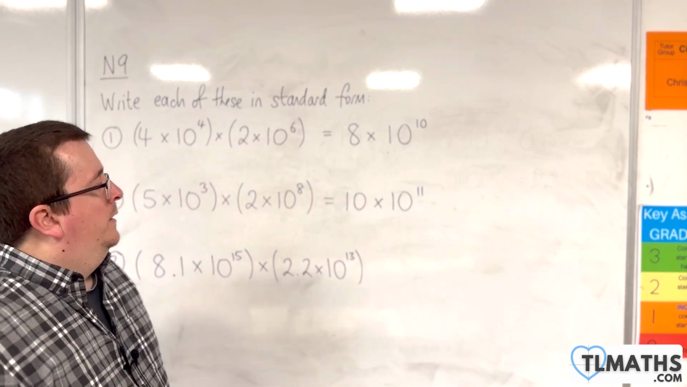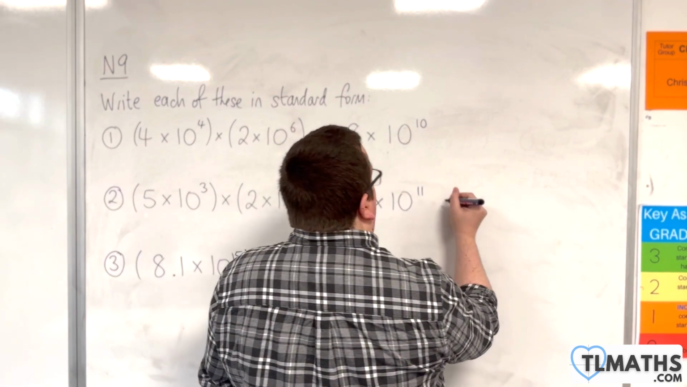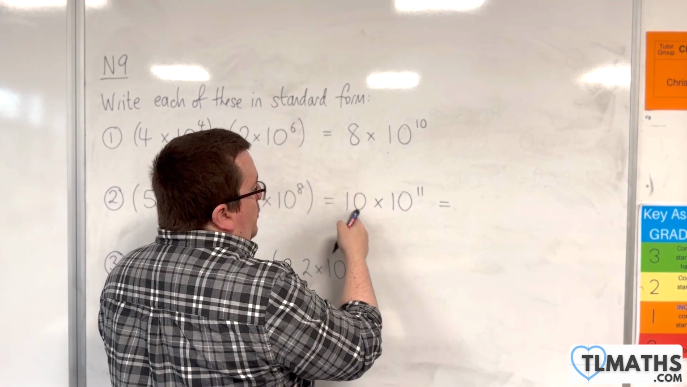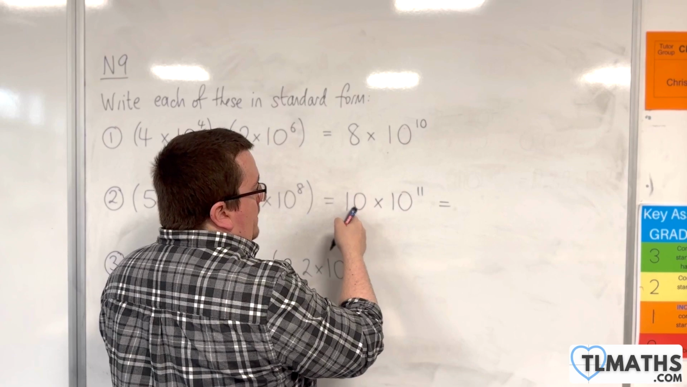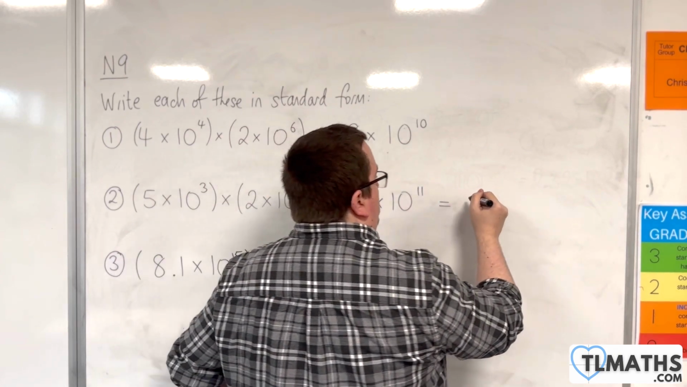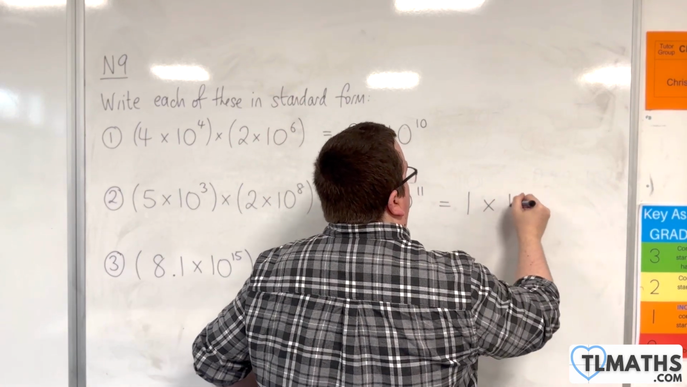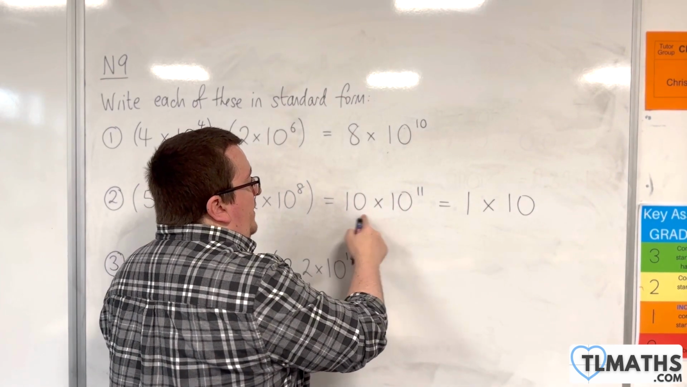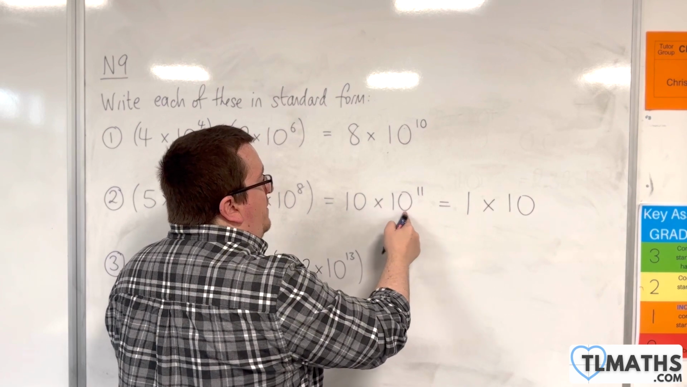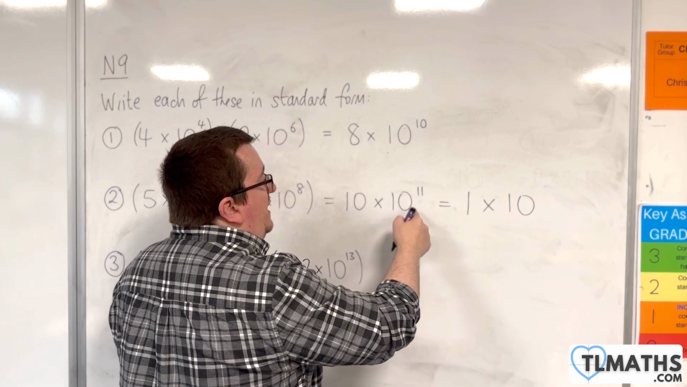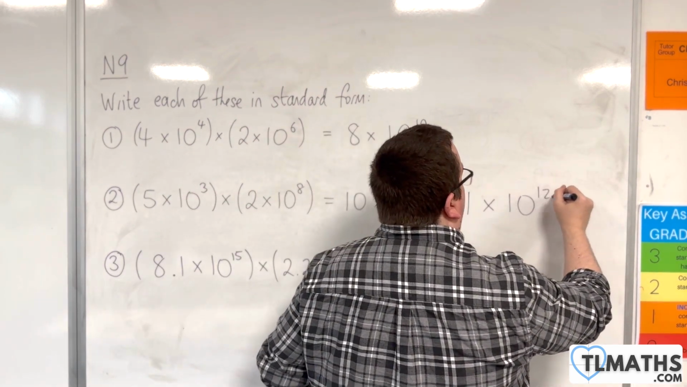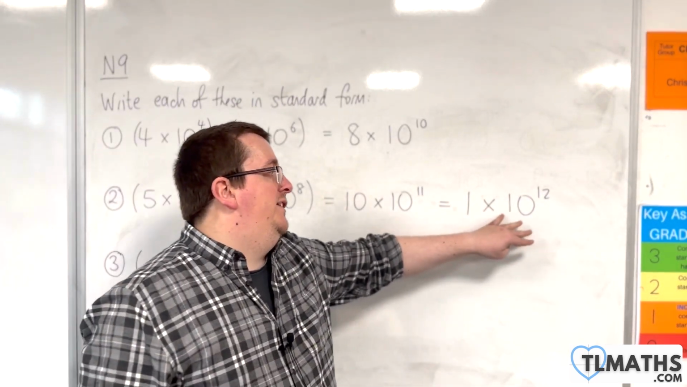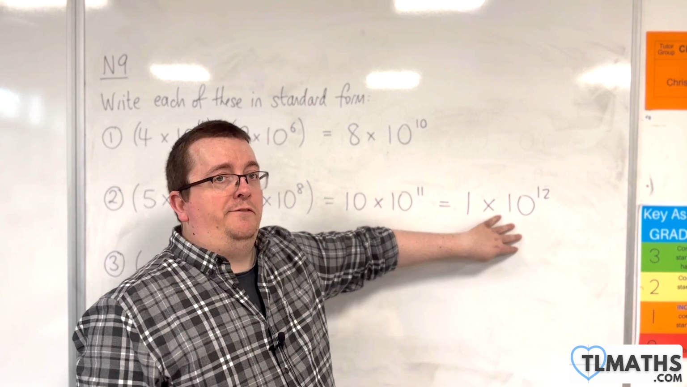So what I'm going to do is, because I want to move the decimal point, because I want it to be 1 here, 1.0 essentially, but it's just going to be 1. If I'm dividing that by 10 to get 1, I need to multiply this by 10, which means it's going to get me to 10 to the 12. So 10 times 10 to the 11 is 1 times 10 to the 12, and that is now in standard form.